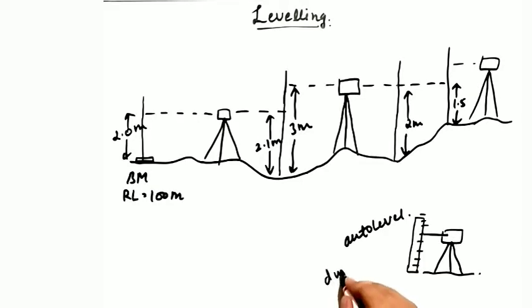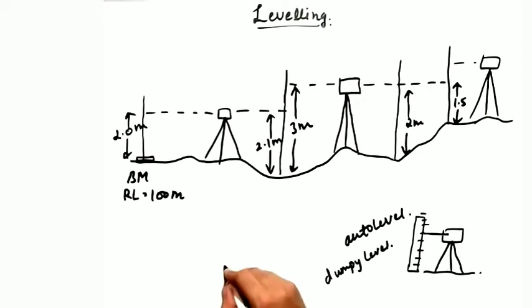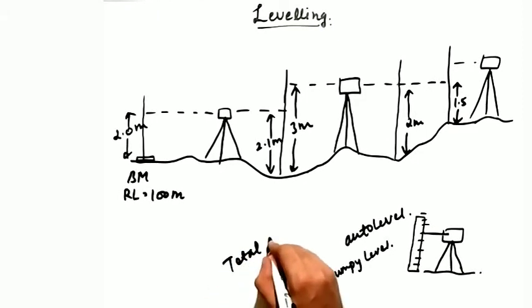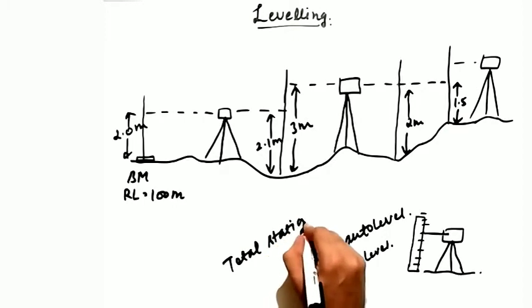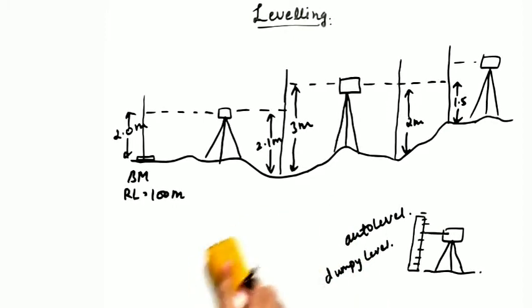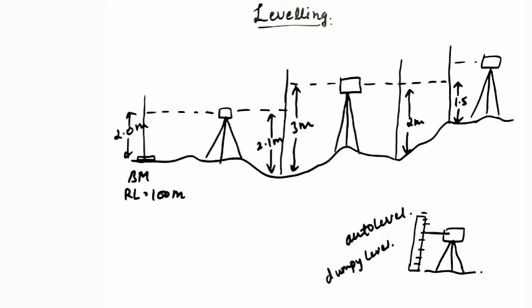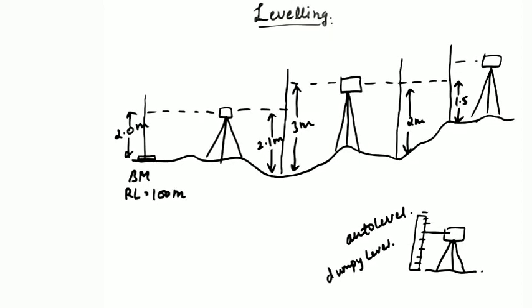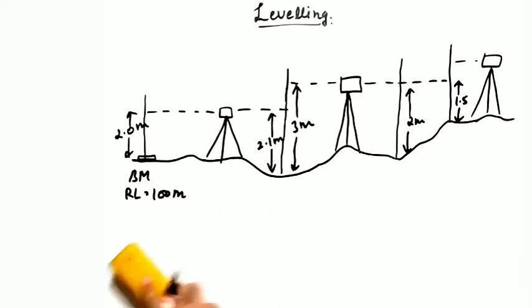One instrument is also called a dumpy level. One is called an auto level. Nowadays there are several more electronic stations like total stations. We use total stations as well for performing leveling. But auto level is the simpler instrument. We have been using auto level for many years. So we will study more about auto level and less about total station in this video. Let us study how this auto level works and how the process of leveling happens. We will also study two methods, the rise and fall method and the height of collimation method.